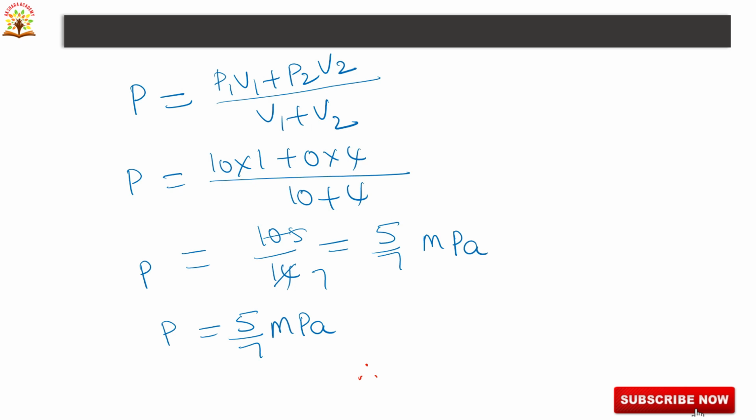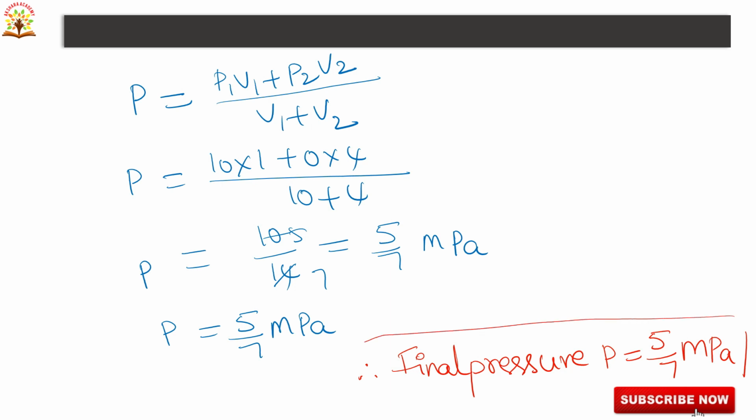Therefore final pressure P is equal to 5 by 7 megapascals. Okay, next we'll go to the next question.